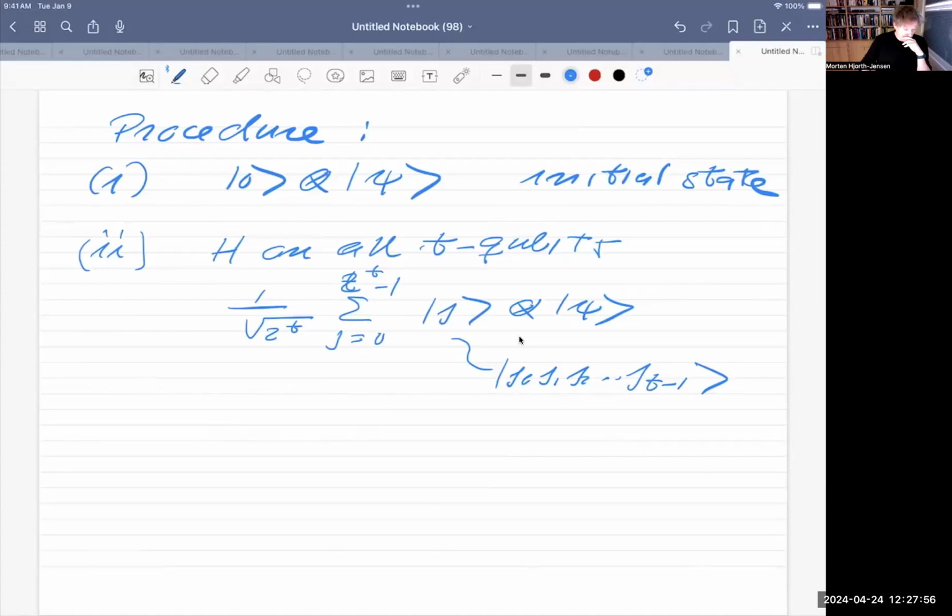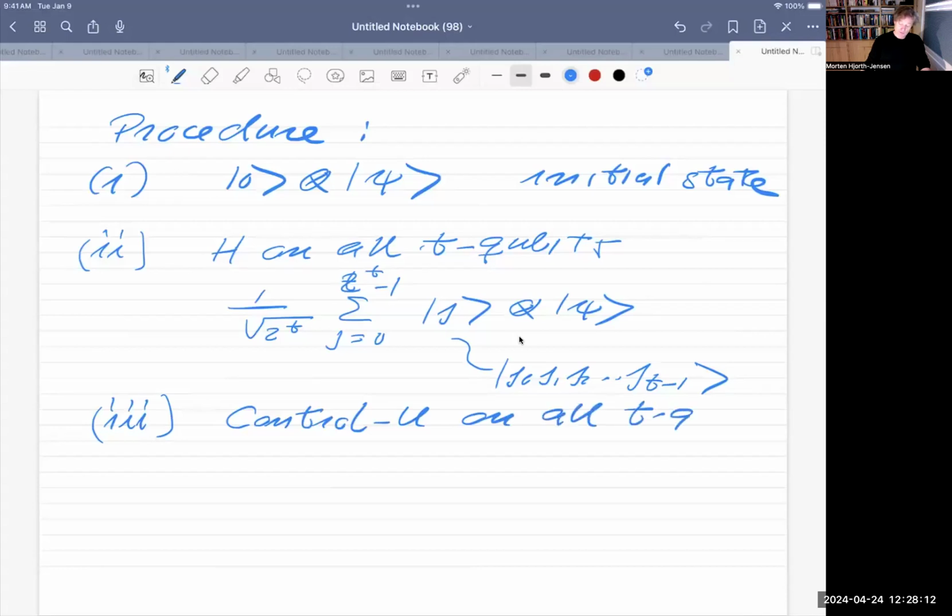Then we are going to perform an operation. So the next step, we have a control U on all the qubits. So it's a control U on all t qubits. And we would mark this schematically as 1. So we get a new state here. We have 1 over 2 to the power of t. And then we have a sum from j equals 0 to 2 to the power of t minus 1.